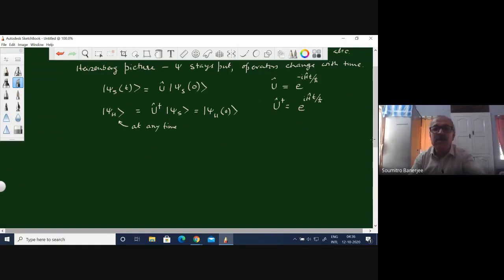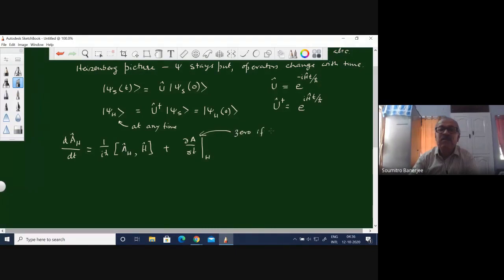We also learned the Heisenberg equation of motion, which is basically something that tells us how the operators change with time, that we obtained as the derivative of any operator A in the Heisenberg picture: 1 by i h cross times how A commutes with the Hamiltonian operator. There was a plus term in the Heisenberg picture as well. So this is what we had obtained, and obviously this term will be 0 if there is no explicit time dependency.